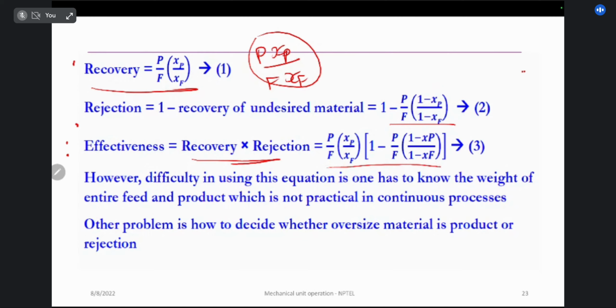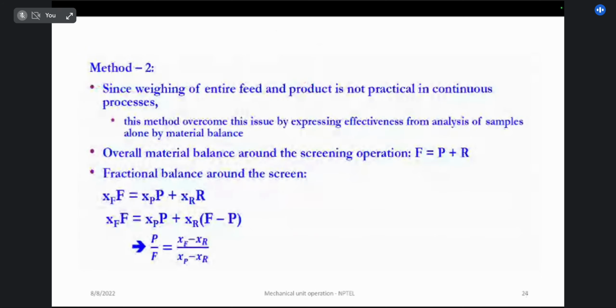But for this operation you need to find the weight of your feed and product every time. But in a continuous process your product weight is not always available. You may be able to estimate your feed weight, but the product is always continuous. So in that kind of scenario this equation can't be used. And how do we decide whether the oversized material is product or rejection? In the continuous process it is very difficult to tell whether it is product or rejection by using this kind of effectiveness formula. That's why there are other methods.